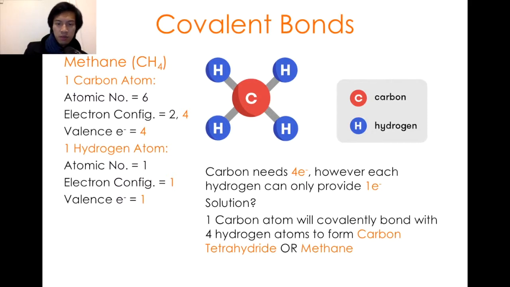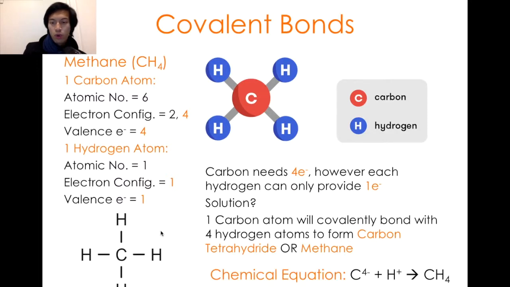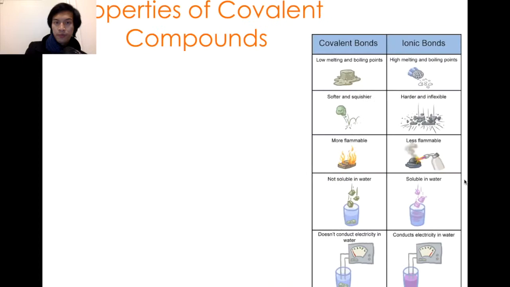Okay, now this might take a bit of practice and it might take a bit of time for you guys to wrap your heads around, but that does kind of show you how methane bonds together. Okay, and if I was to draw the stick diagram, that's what it would look like. All right, the chemical equation for it will be C4- plus H+ will give you CH4. Okay. Now the last part, we're going to take a look at the properties of covalent bonding.